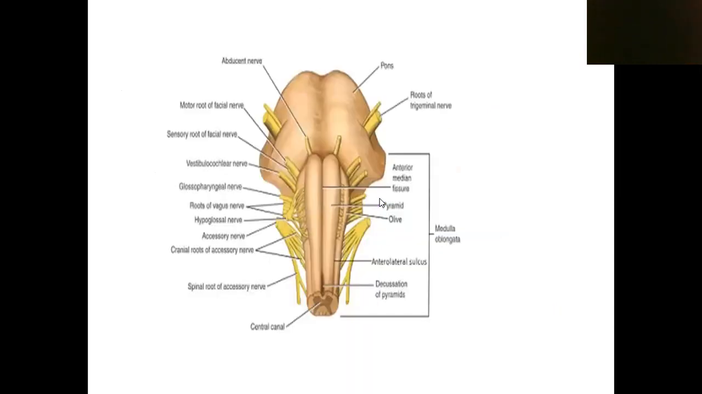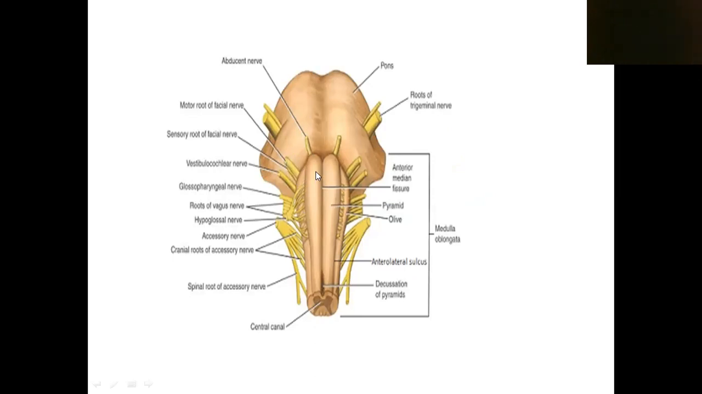Now we'll see the course and the branches of this facial nerve. This facial nerve arises from the lower part of the pons. This is the anterior view of the pons and medulla. At the junction of the pons and medulla, we can see this facial nerve with a large motor root and one small sensory root. The sensory root, seen between the motor root and the eighth cranial nerve, is known as the nervus intermedius.